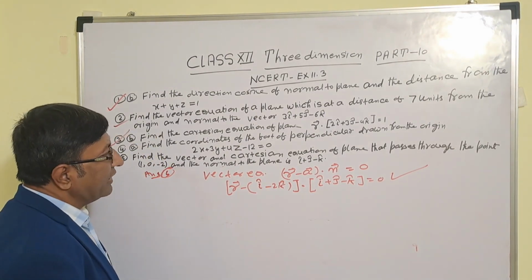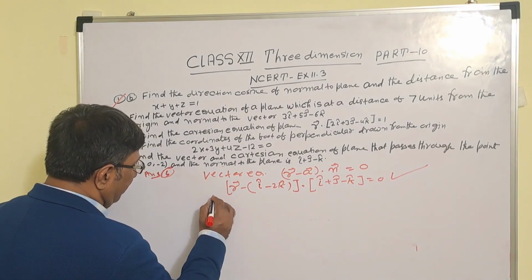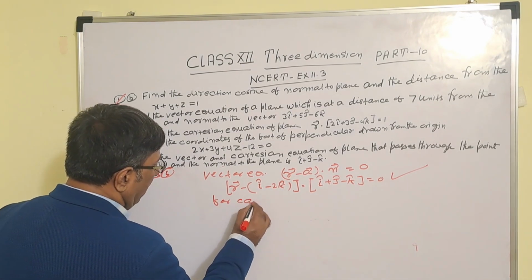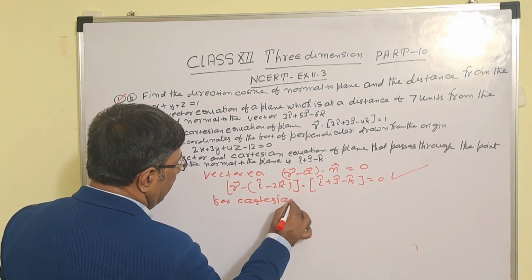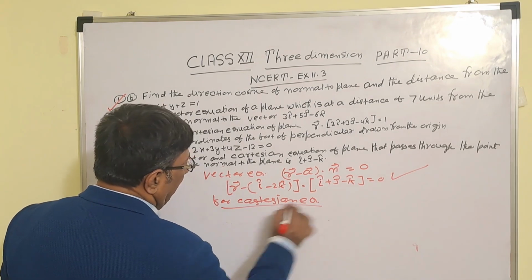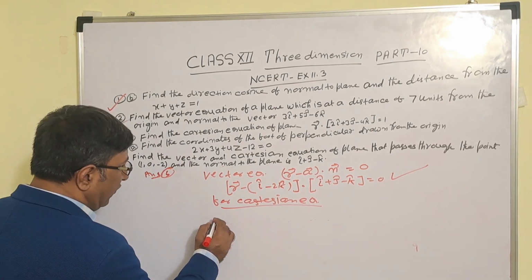Now we have to find the Cartesian equation. So for the Cartesian equation, put r vector equal to what?